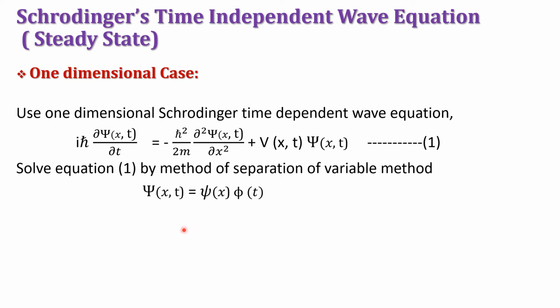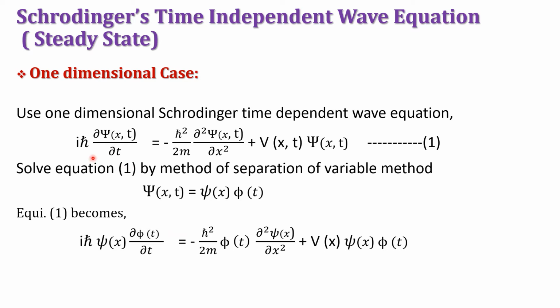Therefore, equation 1 we write: i h cross del psi of x,t by del t. If we put uppercase psi of x,t equal to psi of x phi of t, here differentiation is with respect to time t. Therefore, psi of x is kept constant, and differentiation with respect to t means we write i h cross psi of x into del phi of t by del t.